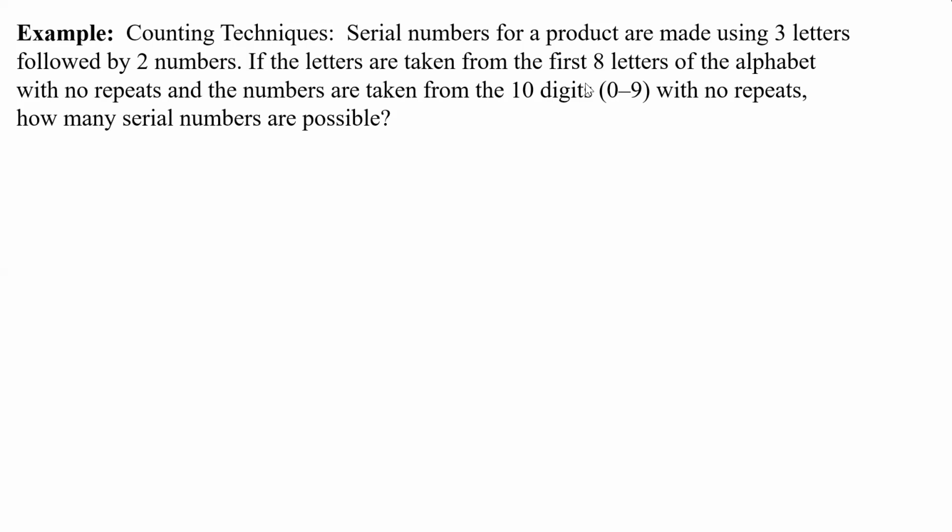All right, so we're going to say, okay, we have eight letters, choosing three, no repeats, and order matters. So we're going to have 8P3. And here we have 10 digits, no repeats, and we're choosing two of them. So that's going to be 10P2, because order matters because you're making a serial number. This is kind of a way we would do that. And so now we plug that into our calculator.